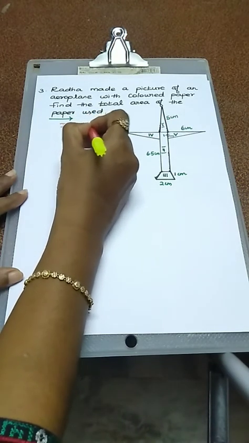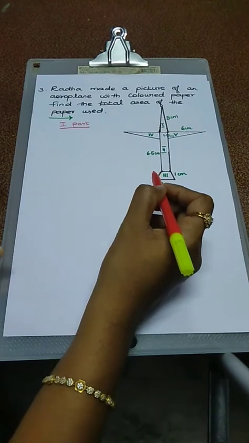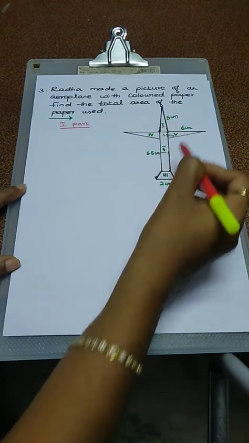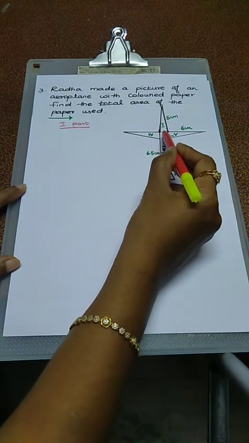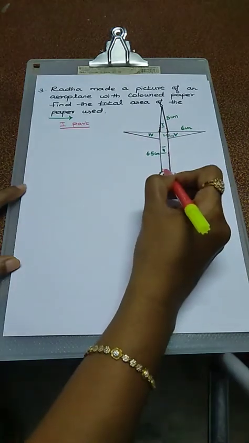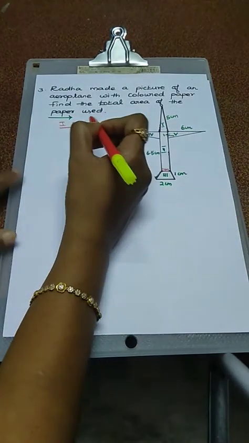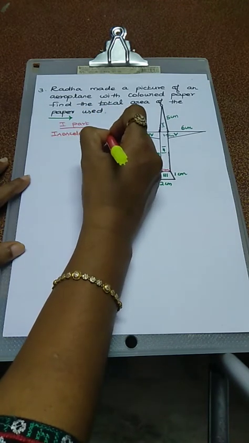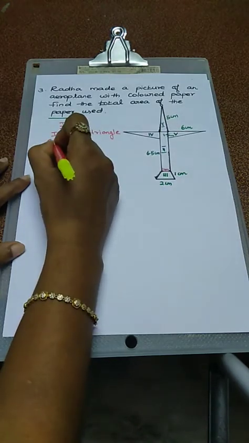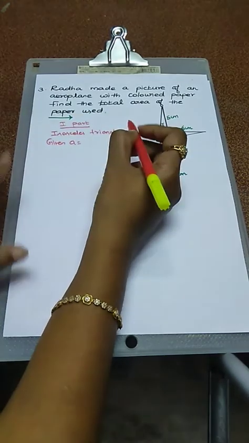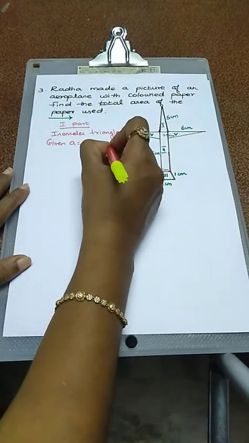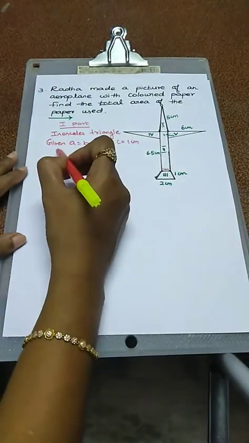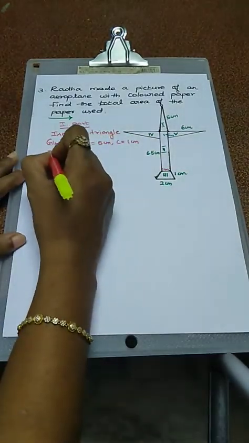Okay. Actually, the first part looks like one isosceles triangle. So we use the value. Here 5 centimeter is mentioned. Here also we have to take 5 centimeter. Another one, the base value is 1. So we have to take 1. This is an isosceles triangle. Given A is equal to B is equal to 5 centimeter and C is equal to 1 centimeter. We just use Heron's formula to find the area of this triangle.